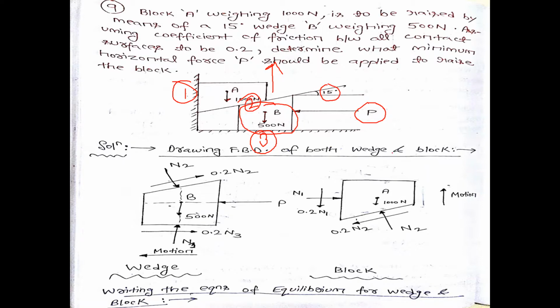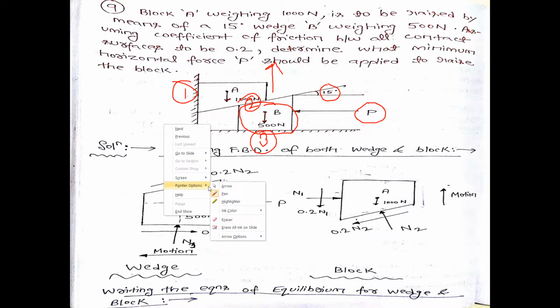So ultimately we need to find out the minimum value of force P required to be given to this wedge in order to raise this block A upward. So this is the problem. Did you understand the problem? Any doubt? No, sir. Okay, then let us solve this problem.